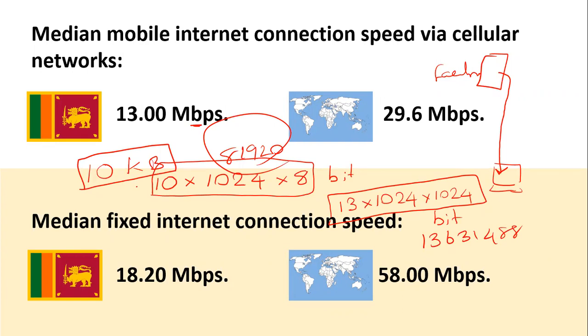Okay. However, in the world, it is 29 Mbps mobile speed. And for fixed connections, in Sri Lanka it is 18.2 megabits, and in the world it is 5.8 megabits. However, Sri Lanka also has an acceptable average internet speed. Okay, right? Is it clear to everyone?